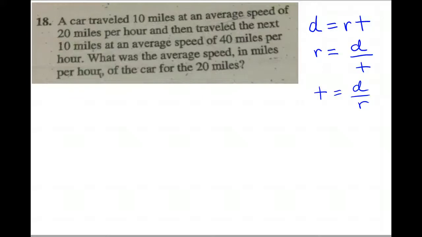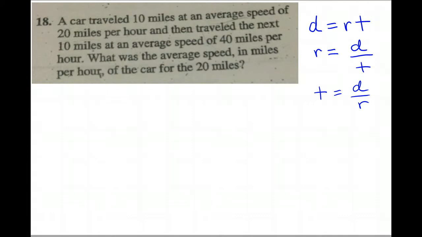Alright, this is an SAT question dealing with distance and weighted average. The question reads, a car traveled 10 miles at an average speed of 20 miles per hour and then traveled the next 10 miles at an average speed of 40 miles per hour. What was the average speed in miles per hour of the car for the 20 miles?